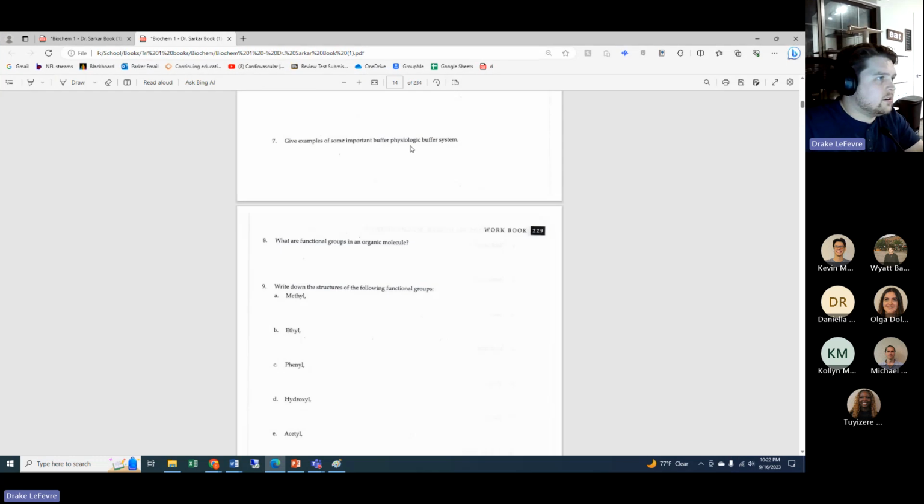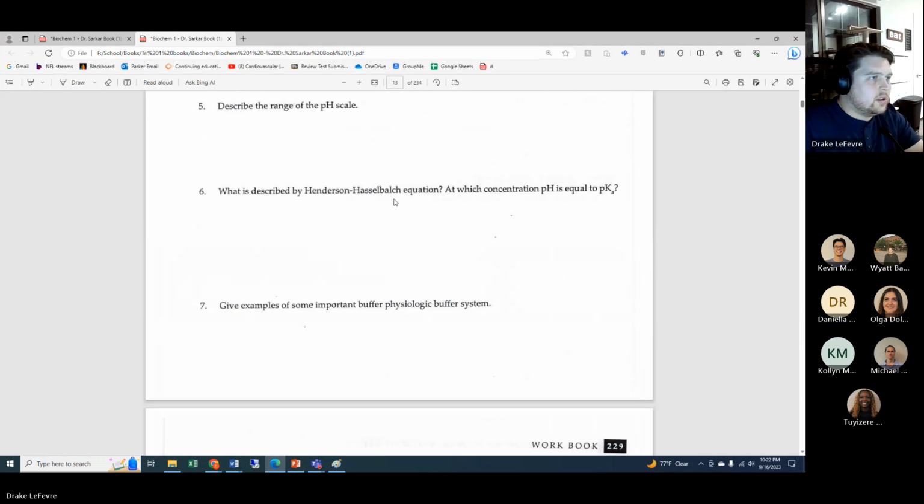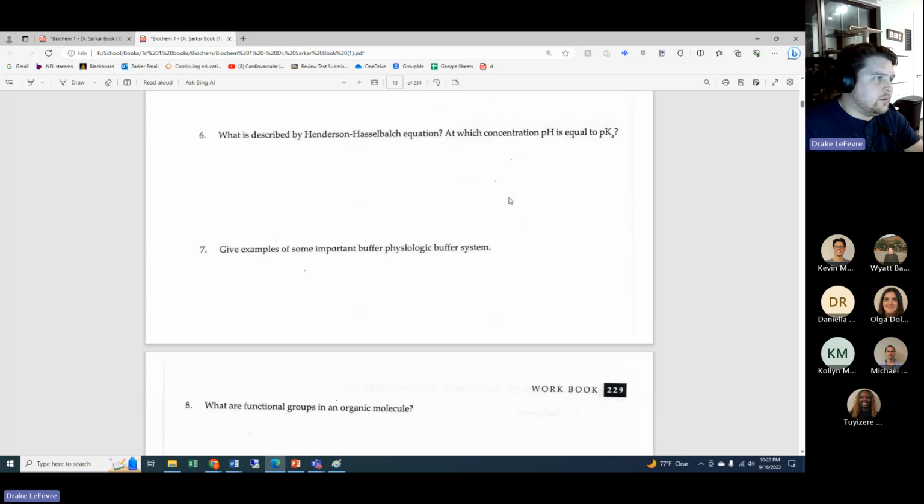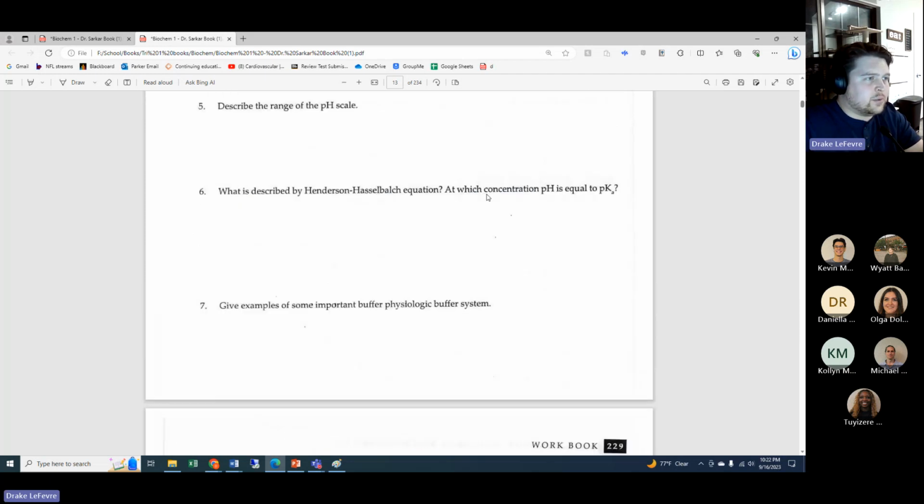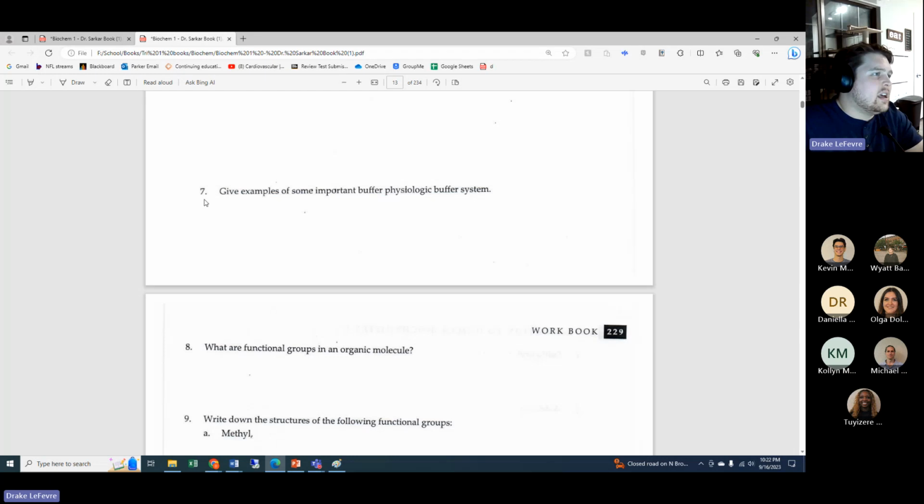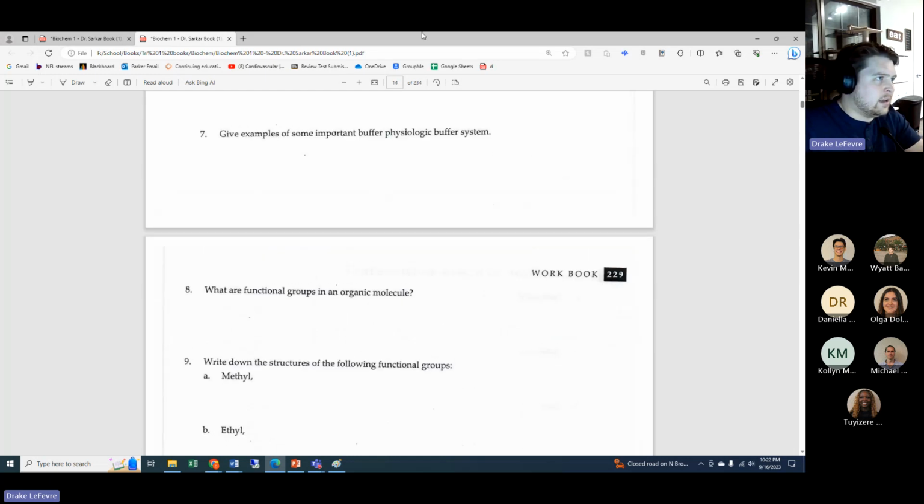Okay, we have here, which concentration is pH equal to pKa? We talked about that when the weak acid and the conjugate base are equal to each other. Misspoke there. Give examples of some important buffer systems. We gave those examples a little bit ago: the bicarbonate and the phosphate buffer system and the hemoglobin buffer system.